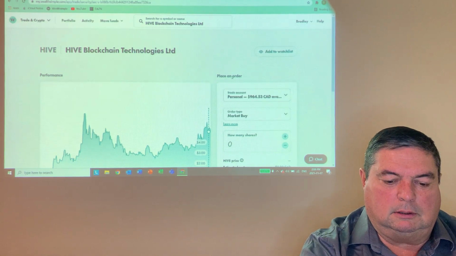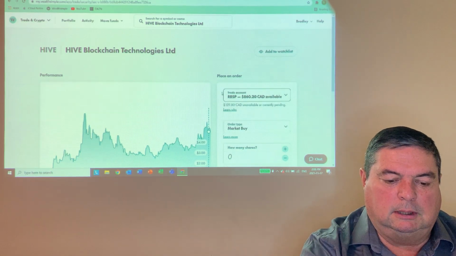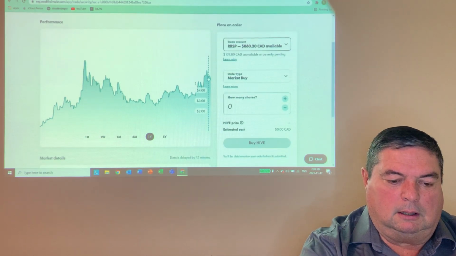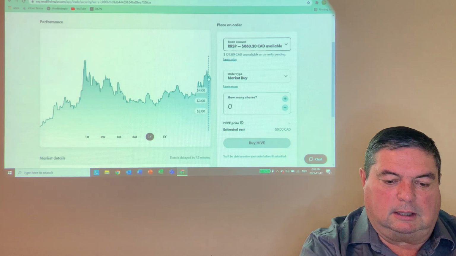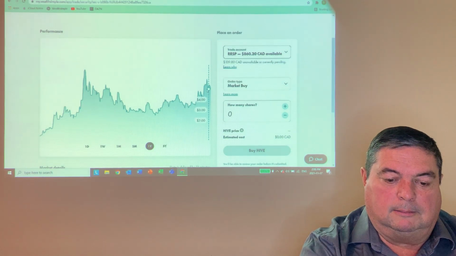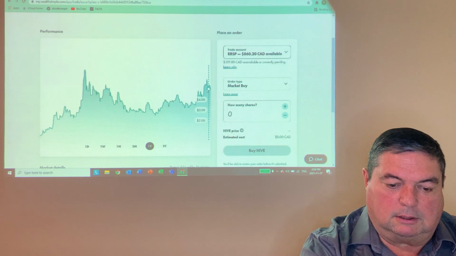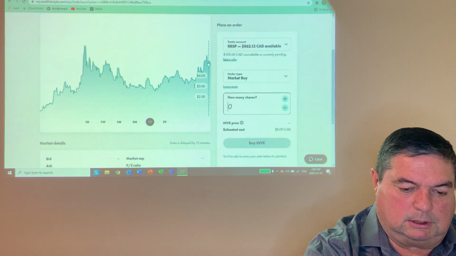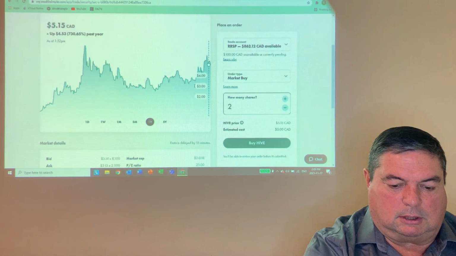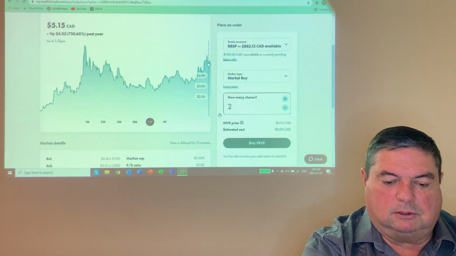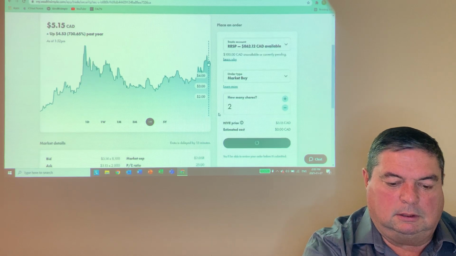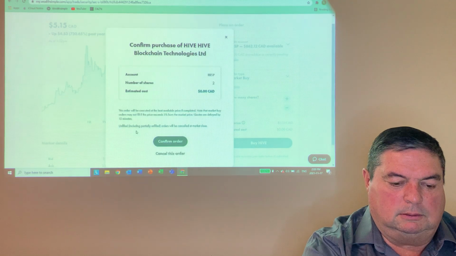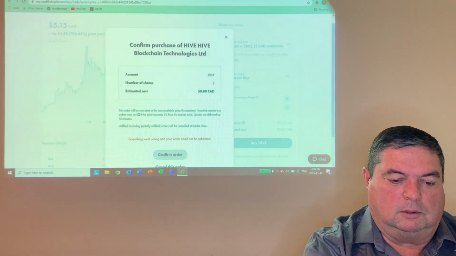And we're going to go down here into our RRSP account, and we are going to go market buy. So again, this stock is at $800. That's how much I have available. We're going to buy 2 stocks in this one again too, okay? So 2 stocks, they're $5 each, so we should have $10 when we're done. Buy Hive, and continue, and confirm order.